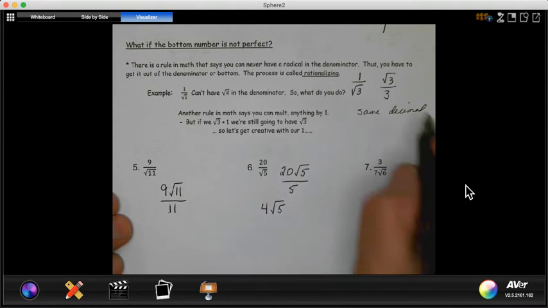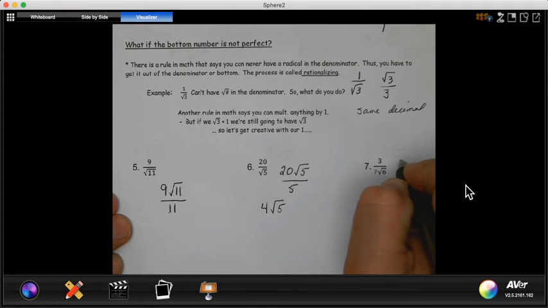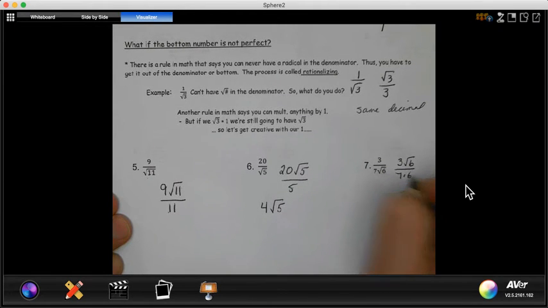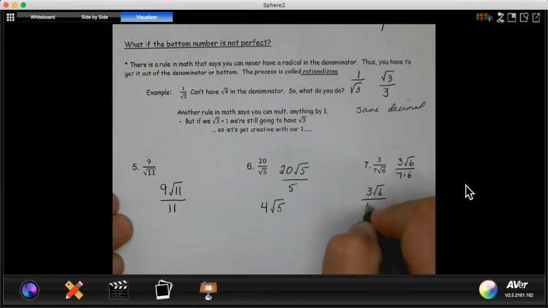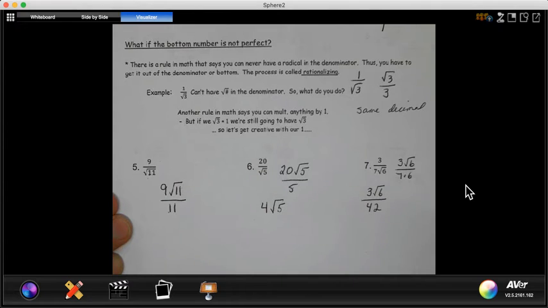So this one, I'm going to take the radical and put it in the numerator. So that's 3 root 6 divided by 7 times, and drop the radical, 6. Now we got to simplify it. So 3 root 6 in the numerator, 7 times 6 in the denominator is 42.